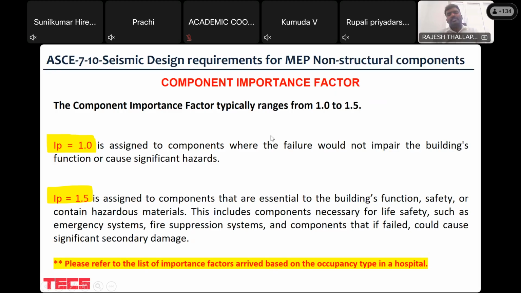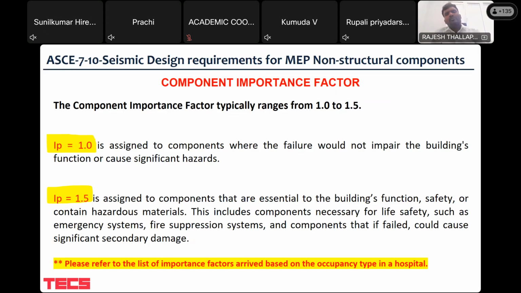What is a component? A component, in simple terms, can be a light which is fixed in your ceiling, or a ceiling fan, or a unit. If you go to malls, you will have large units for AC supply or for water supply, which we call AHUs or fire pumps or chilled water pumps. These are all called components. Each element or each support which is fixed to the building, attached to the main structure, is called a component. So the component importance factor comes for the non-structural elements.